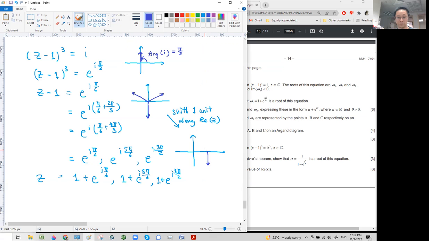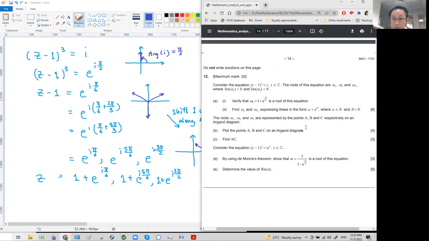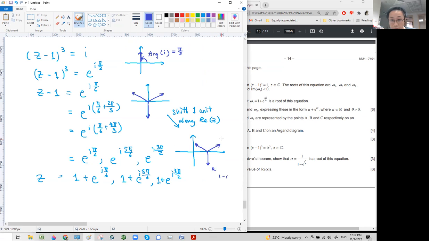Be like this. Just the length of each of these darker blue arrows are still 1. So this should be 1 minus i. And then if I try to maintain the approximate lengths. So those are the positions of A, B, and C respectively. So this is A, this is B, and this is C.